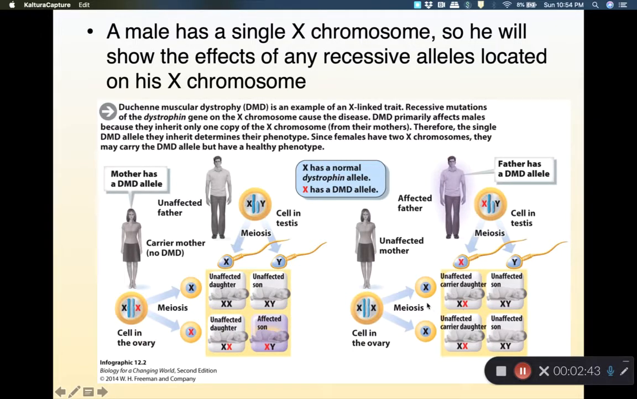Now over here we have another very similar chart, but in this case the father already has DMD, so again has that X chromosome that has that affected allele, and when you compare it to somebody who has an XX, you can see that you have two unaffected sons and daughters. But again, both the daughters are always going to carry that recessive X allele.